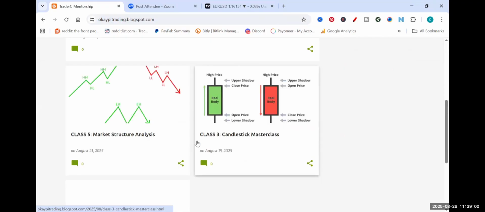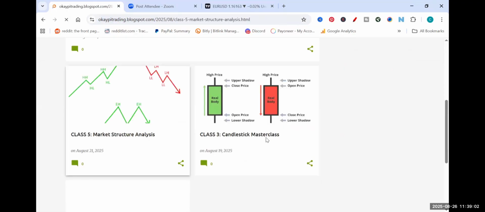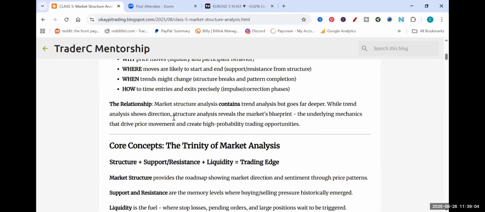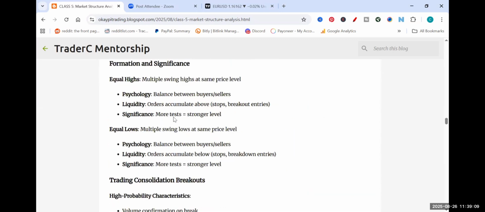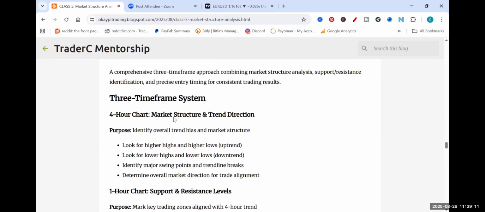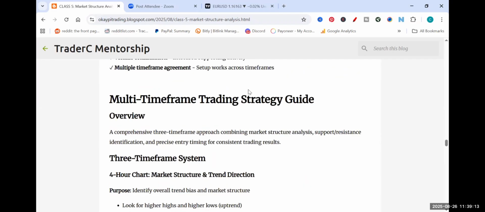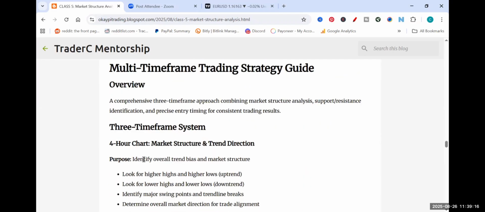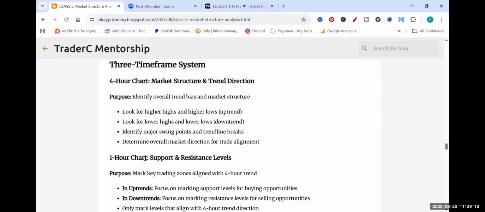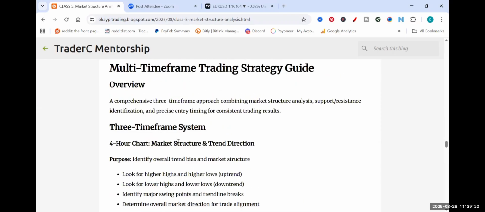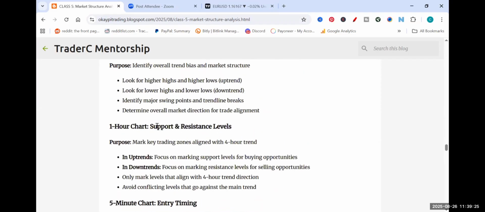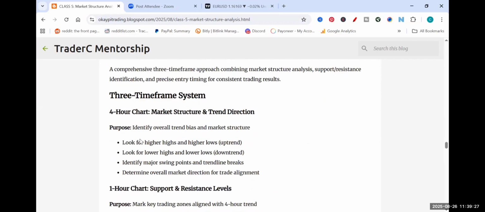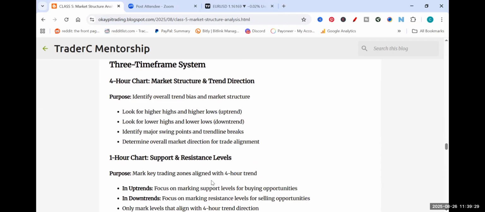I updated a framework. I thought it was important to add this framework. Let me show you. This one, multi-timeframe trading strategy overview. You can go for the previous class, so you can go and check there. I was telling you 4 hour for market structure, 1 hour, and then 5 minute entry. And then I was telling you for now, just use two charts to simplify your work.